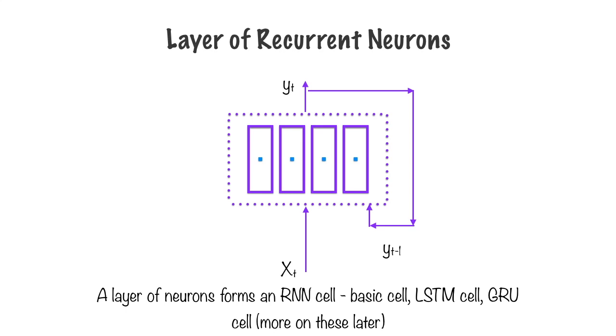This is called a recurrent neural network cell, a memory cell. A basic cell, LSTM cell, and GRU cell are variations of a memory cell. Each of these memory cells have their own special characteristics that make them well suited for problems of certain types. We'll study these specific cells a little more later on in this course.